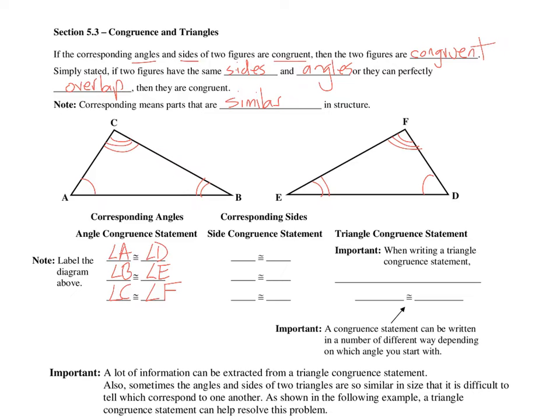Now, corresponding sides. Let's see here. We have AB. That's the same thing as ED. And then I have AC, which is the same thing as DF. And then I have BC, which is the same thing as EF.